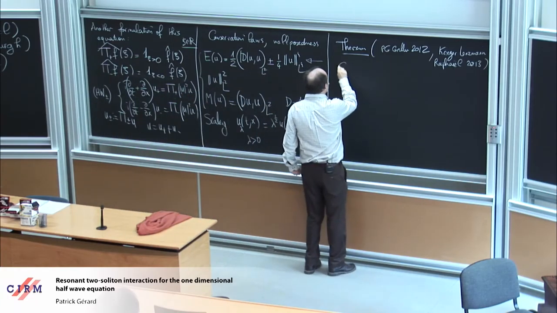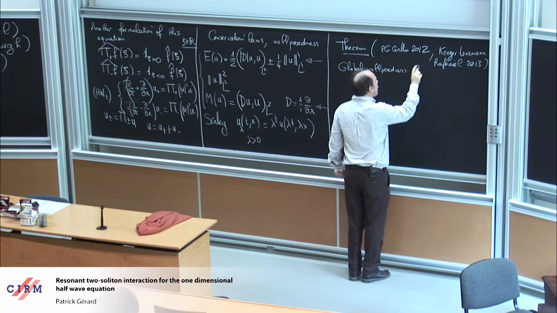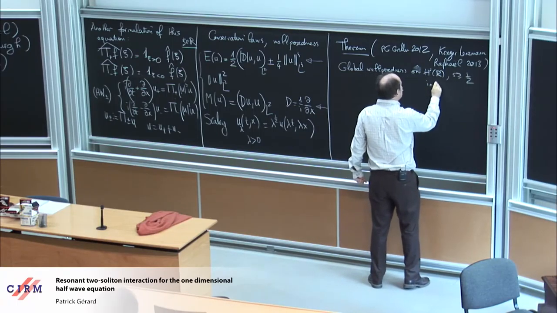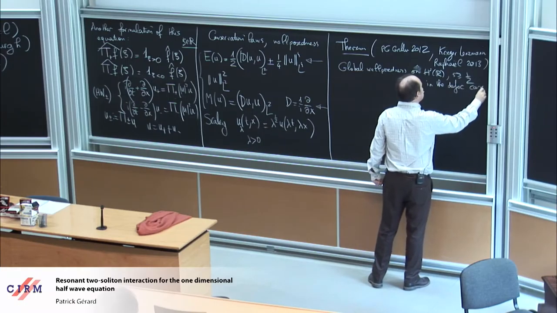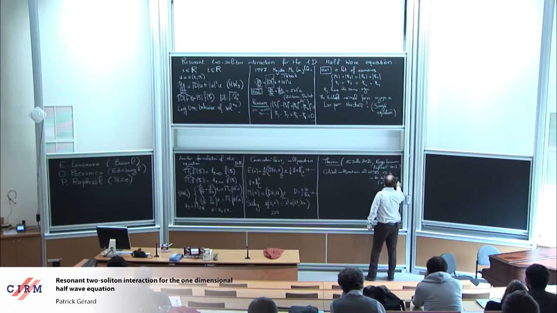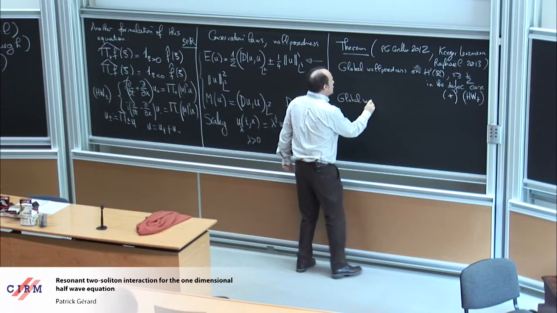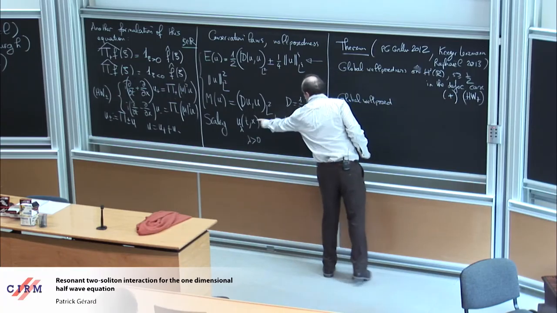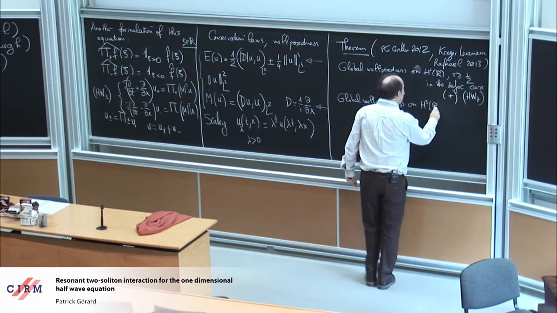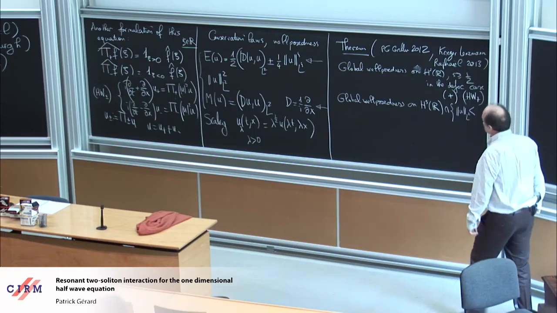So you have global well-posedness on H^s of R for s at least 1/2 in the defocusing case. Defocusing case means plus sign in the equation, so for H_W plus. And for H_W minus, you only have global well-posedness, assuming, you see that this scales like the L2 norm, so assuming a small enough L2 norm, you have global well-posedness.